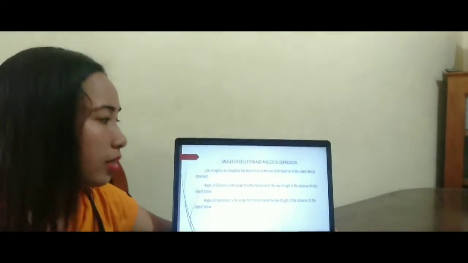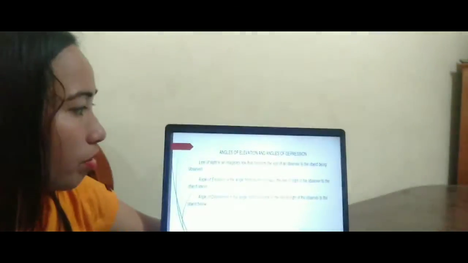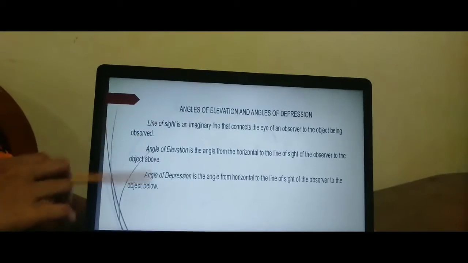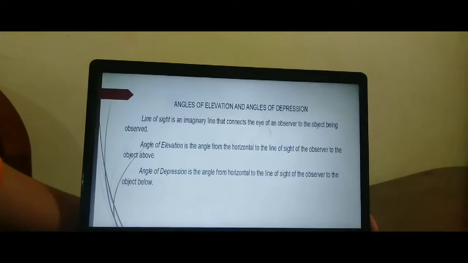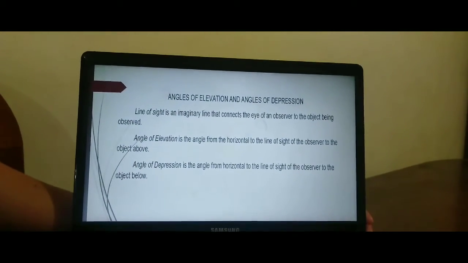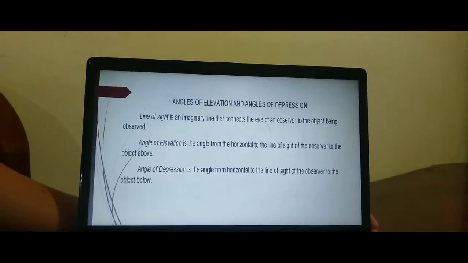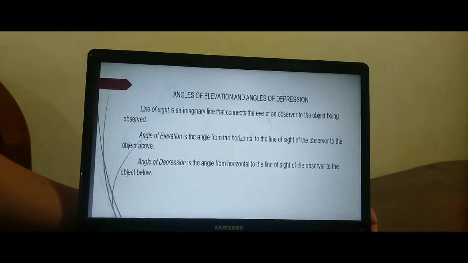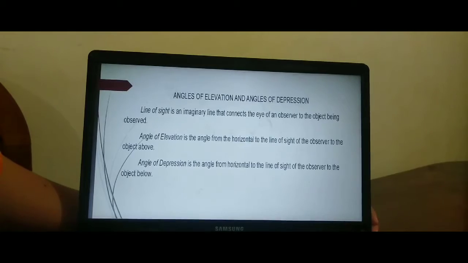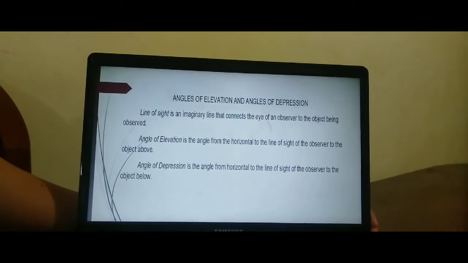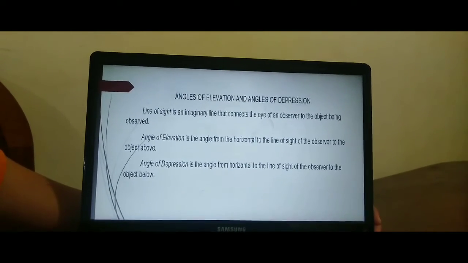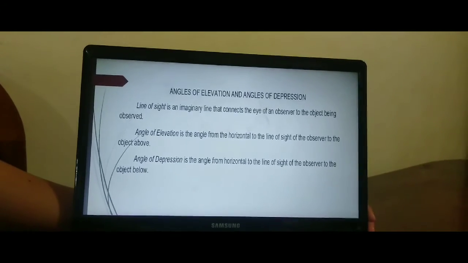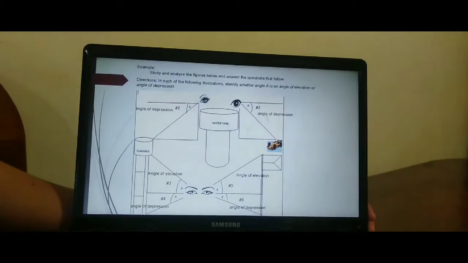Angles of elevation and angles of depression. These are the terms involved in angles of elevation and angles of depression. Line of sight is an imaginary line that connects the eye of an observer to the object being observed. Angle of elevation is the angle from the horizontal to the line of sight of the observer to the object above. And the angle of depression is the angle from the horizontal to the line of sight of the observer to the object below. Analyze the figures below and answer the questions that follow.